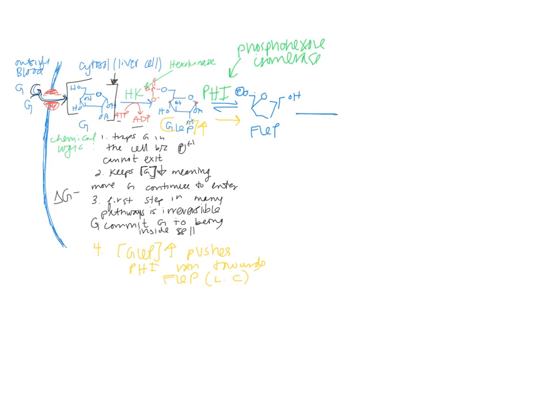Okay, the second irreversible step is catalyzed by PFK. Please don't forget this guy. It's very important. Phosphofructokinase. Yikes, that's a mouthful. Phosphofructokinase is also irreversible, and the reason that this one again is irreversible is because we're hydrolyzing ATP to ADP.